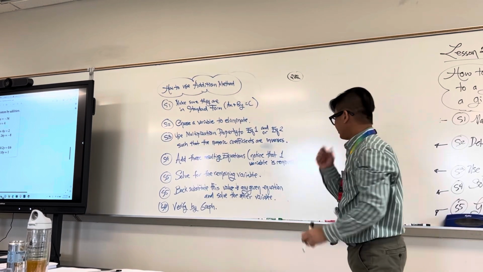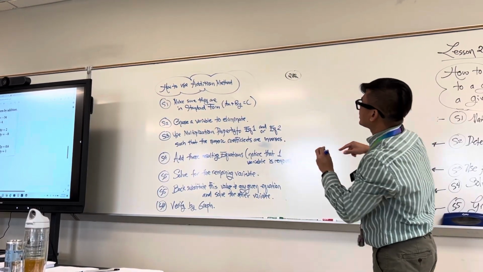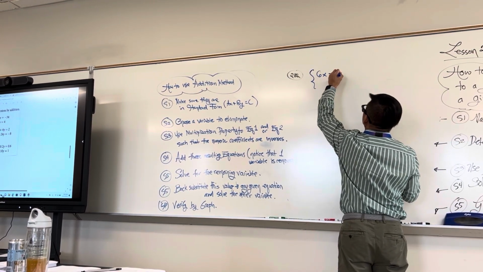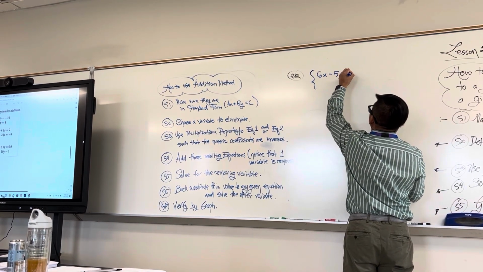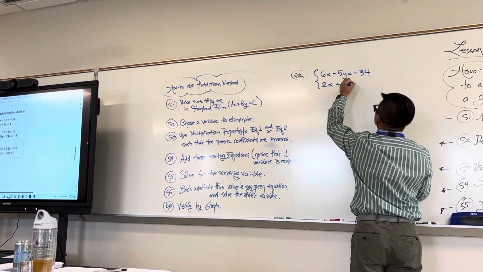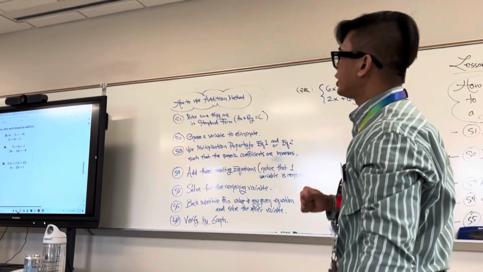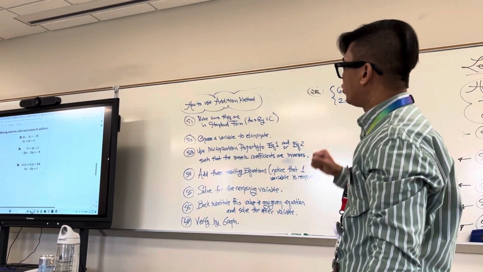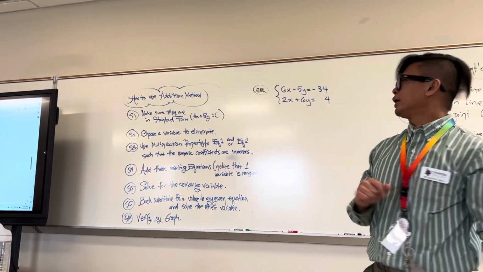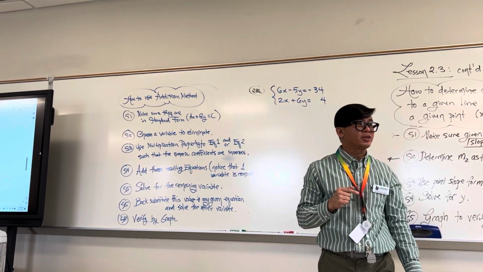Okay, what's the given? Madeline, can you read for us, please? 6x minus 5y equals negative 34, and 2x plus 6y equals 4. Yes. Thank you. So 6x minus 5y equals negative 34, and 2x plus 6y is equal to 4, okay? First step on how to use the addition method.